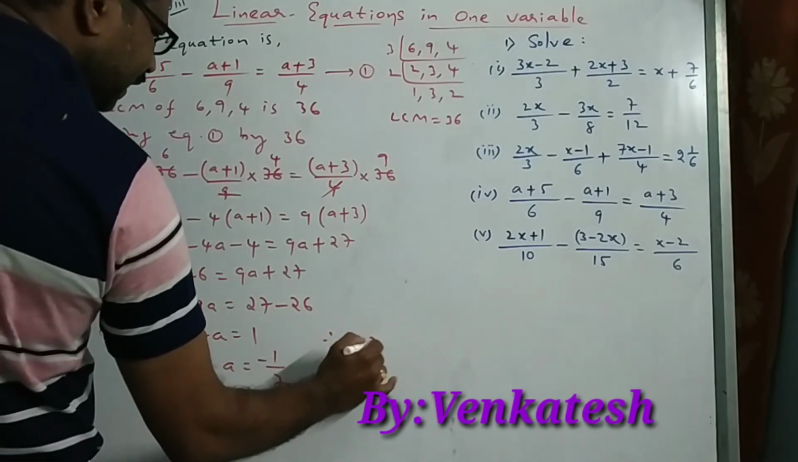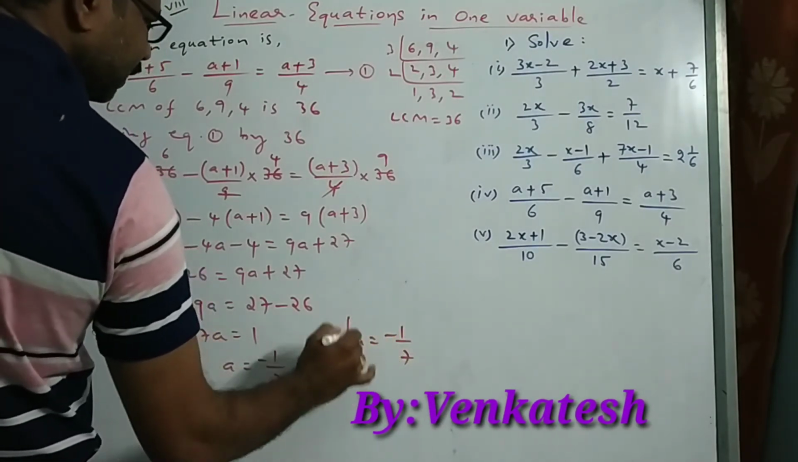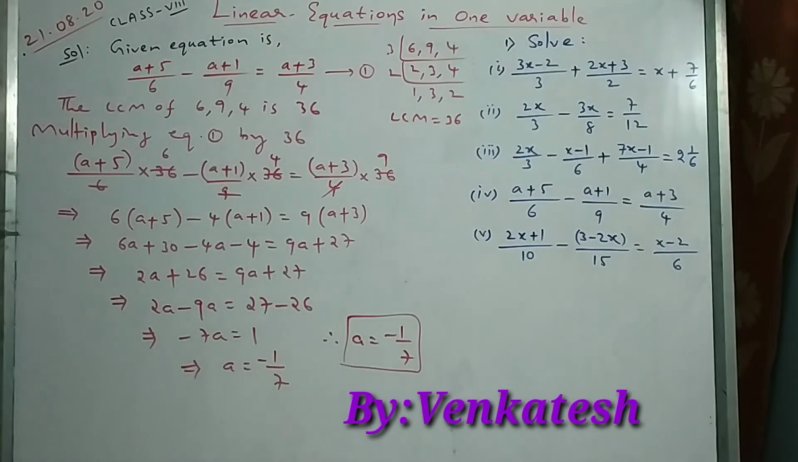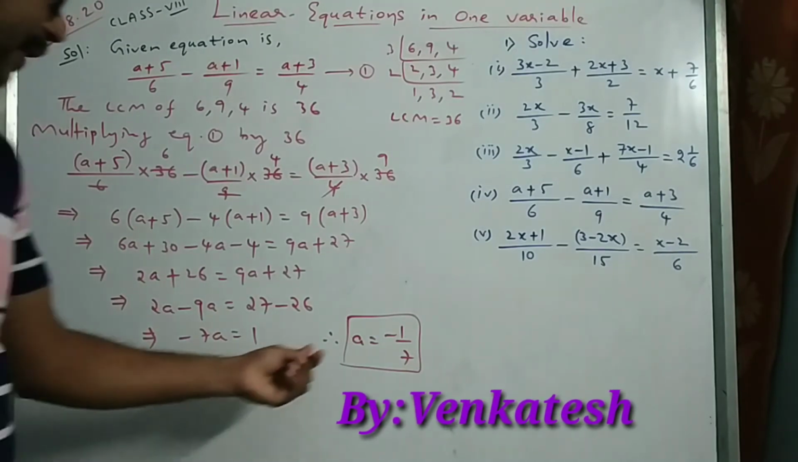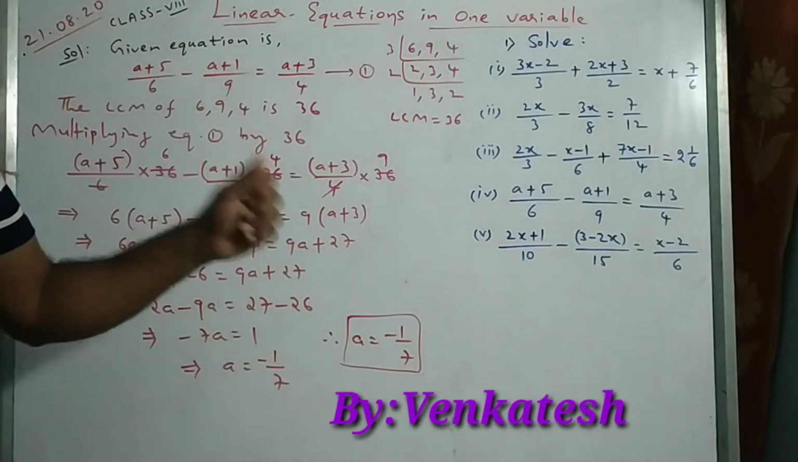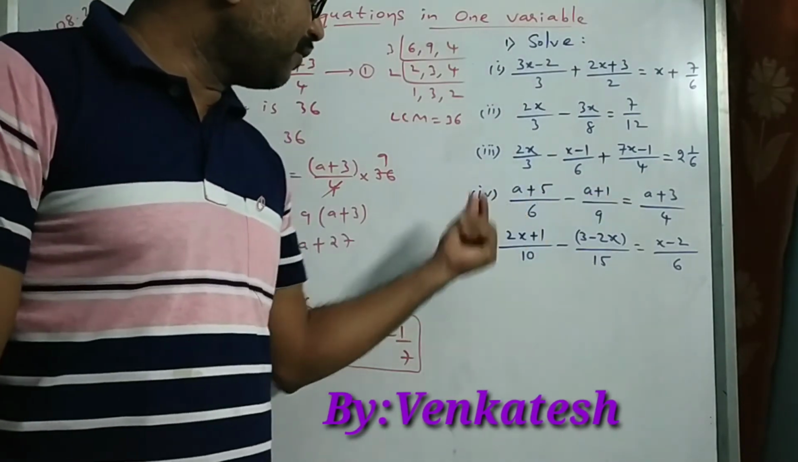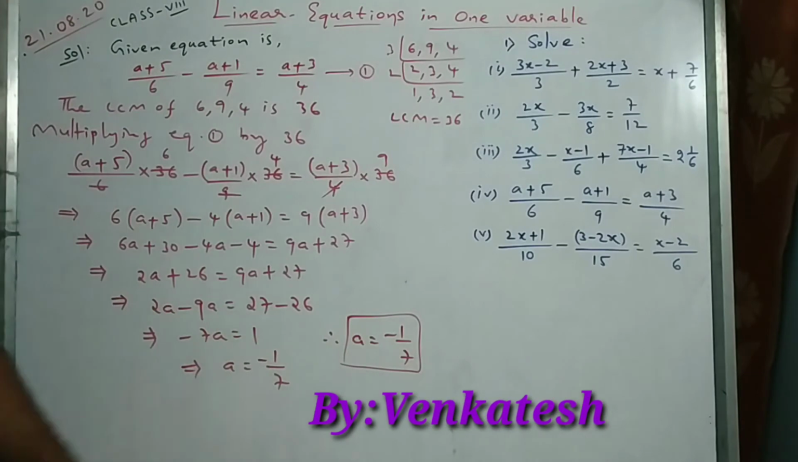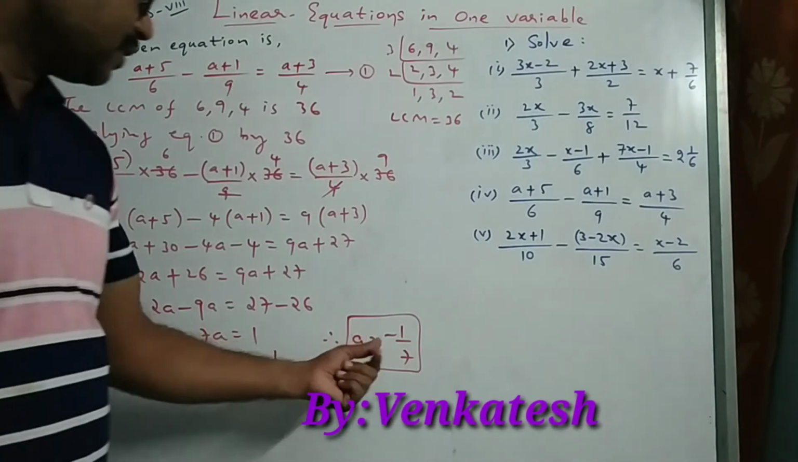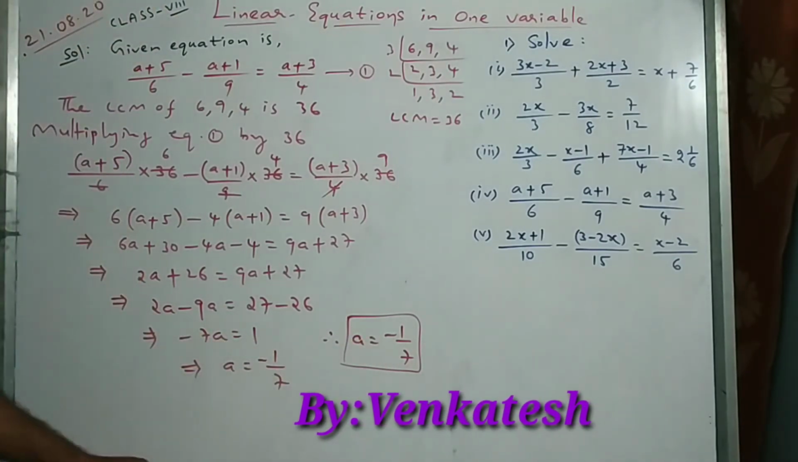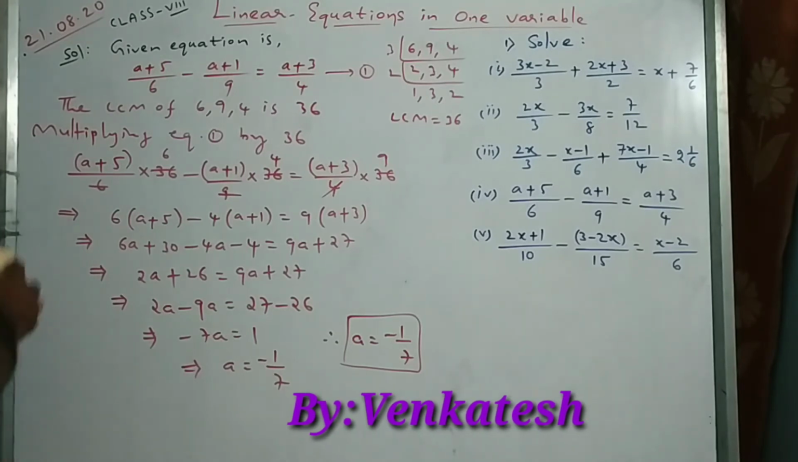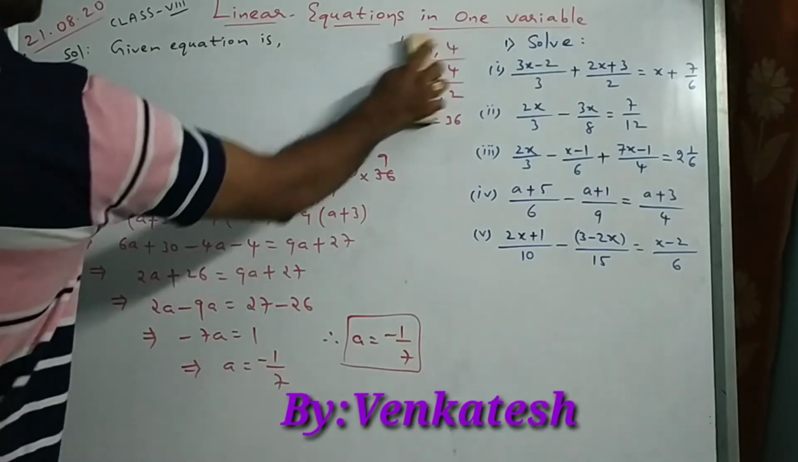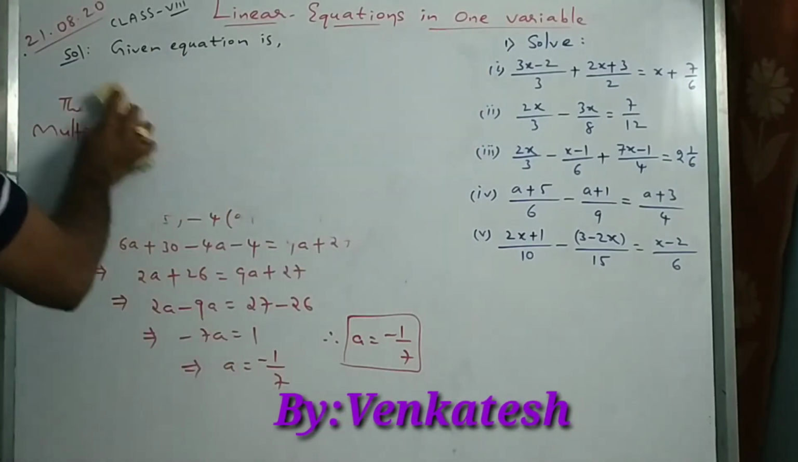So therefore the a value is how much here? Minus 1 by 7. This a equal to minus 1 by 7. Why did I find the a value here? Because the given equation is in terms of a. So it is a linear equation in terms of a. That's why we got the value of a here. This is called the root or solution of the given equation. Last one we will see.